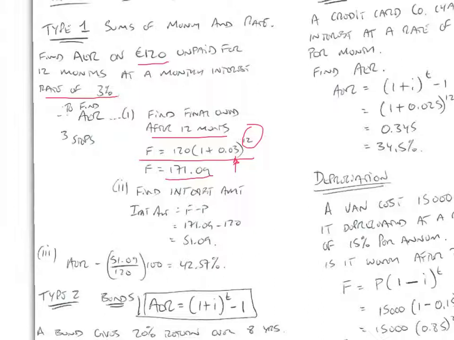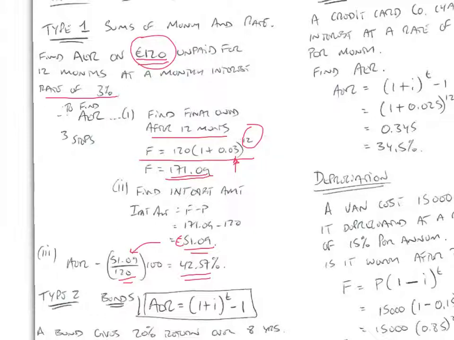Okay, so now that we know what they truly owe at the end of the 12 months, we can find the interest amount, and that's basically the difference between what they now owe and what they owed initially. So that's 171.09 minus 120. So the interest that has amounted up over the 12 months is equal to 51 euros and 9 cents. Okay, that's the actual amount. So to find the annual equivalent rate, we put that value over the 120, which was the initial amount, times 100, and we find that actually that's 42.5% interest on the 120 euros.